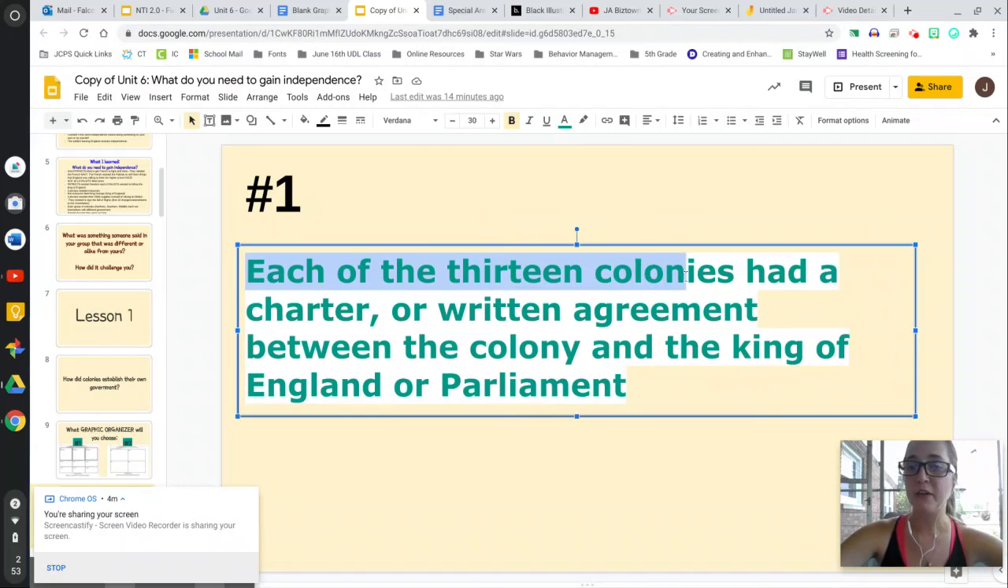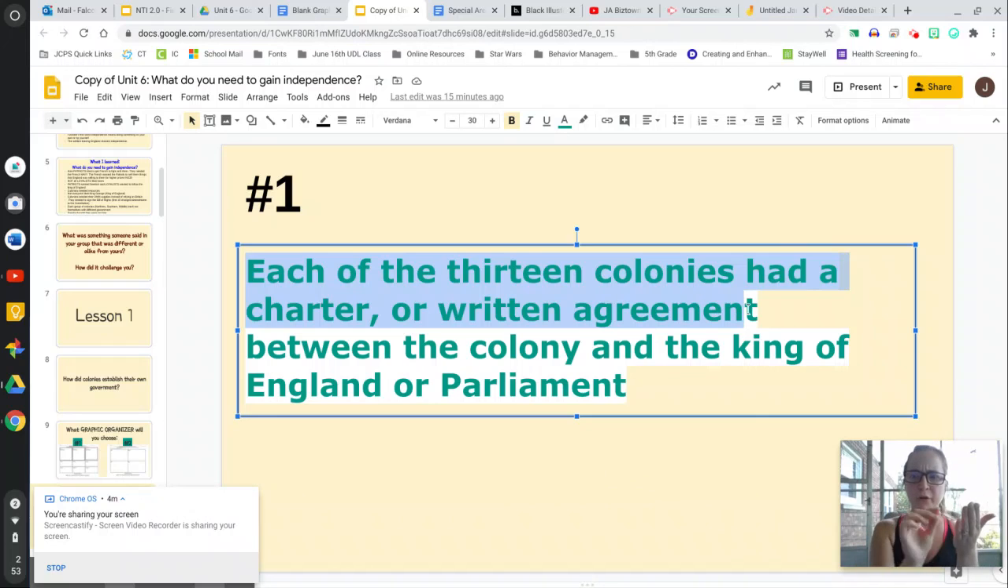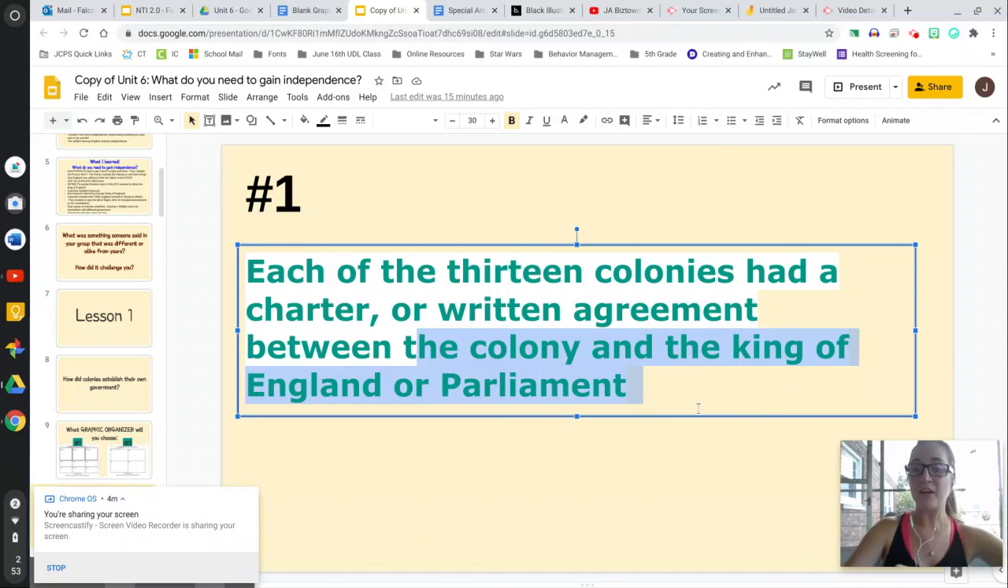Each of the 13 colonies, we know our 13 colonies, right, were those first colonies where people were coming over from England, right, had a charter or written agreement. So they had a written agreement. They wrote it down, agreed to something between the colony and the King of England. So they had a written agreement to say what they would do between the colony and the King of England so that they were on the same page.